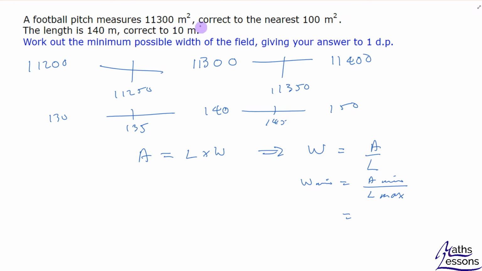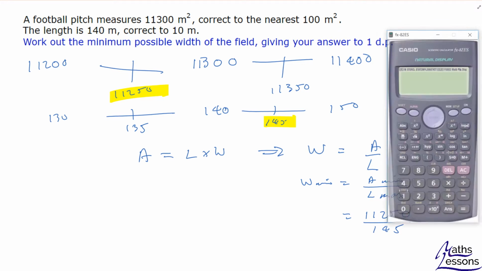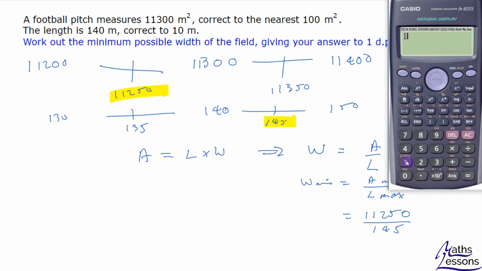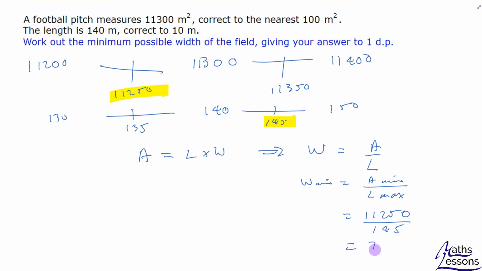So the area minimum is this one here, and the length max is this one here. So we will do 11250 over 145. Get a calculator. 11250 divided by 145, and we get 77.58, and we have to do nearest decimal place, so the 8 is higher than 5, so we round the 5 to 6, so it equals 77.6 meters.